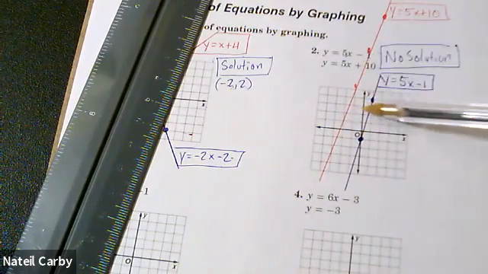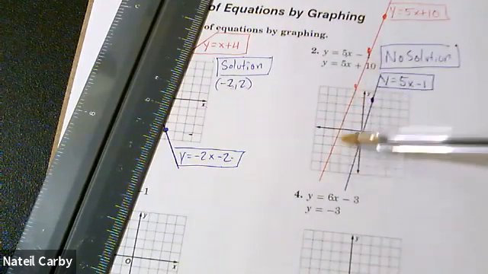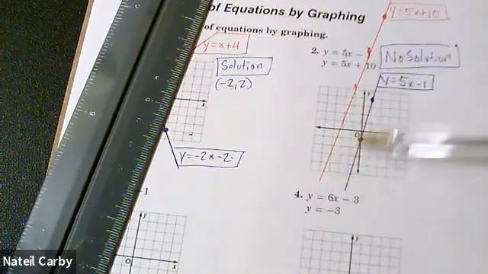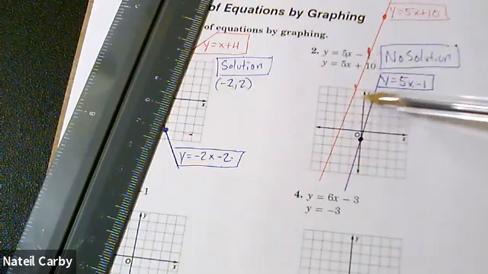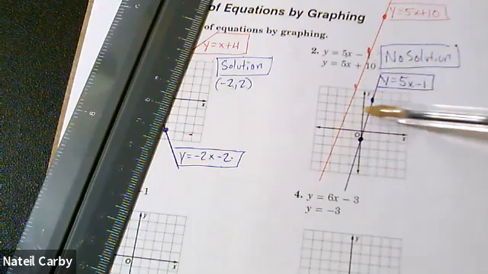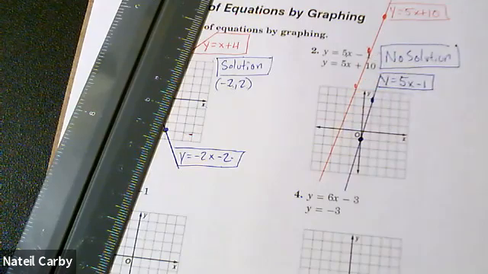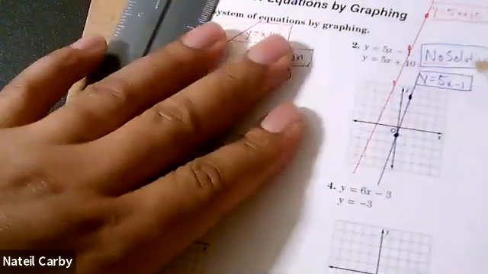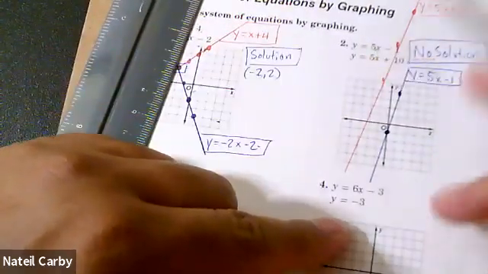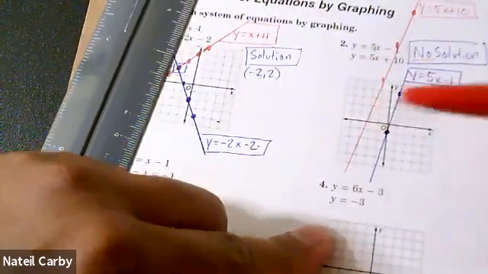Because they have the same slope, they have the same constant rate of change, but because the y-intercepts are different, they're never going to intersect because they're going to maintain the same distance apart. But again, you know it's no solution before you even graph because they got the same slope and a different y-intercept.